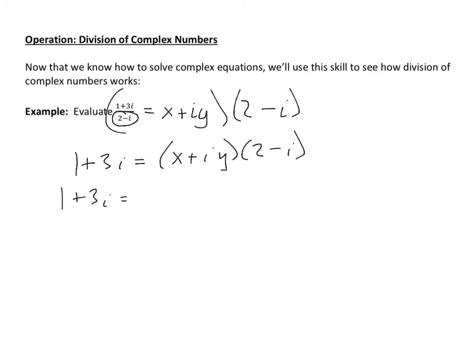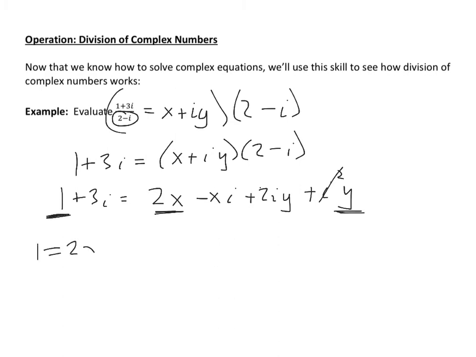On the right-hand side, I'll have 2x minus xi plus 2iy minus i squared y. Well, the i squared is going to turn into negative 1, which is going to make this plus. So I have the real parts 1, 2x, and y. So 1 equals 2x plus y. And then I'm going to have the imaginary parts. 3i equals negative xi plus 2iy. As we did before, we're going to get rid of the i's in the imaginary part.